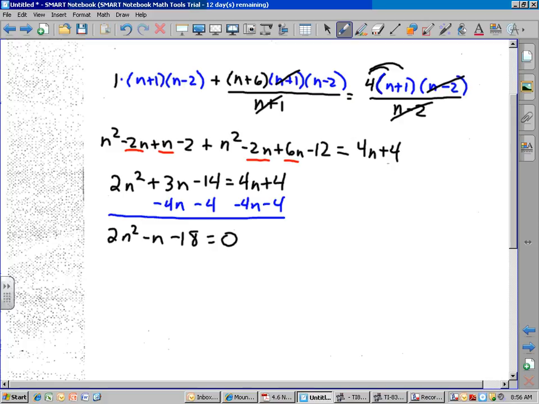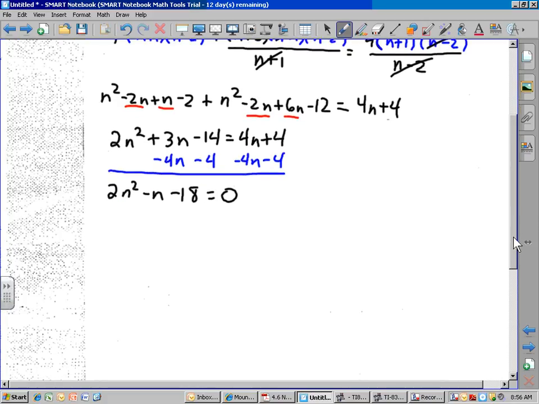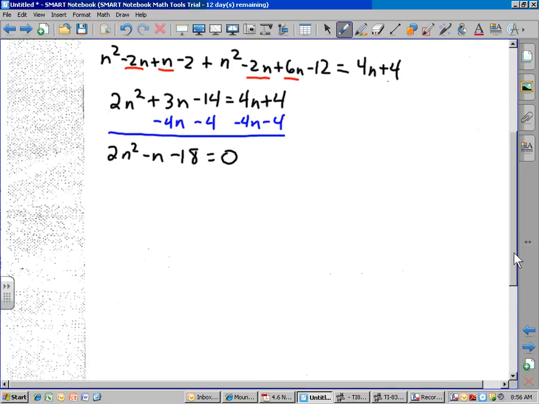Factoring would be nice, but I cannot see any way that we can use the factors of 2 and 18 and make a negative 1 by subtracting. I can't see that. So we're going to go ahead and use either completing the square or quadratic formula. I personally like completing the square a little bit better. So I'm going to use that. And the first step in completing the square is the squared term must be a plain square term. So we're going to divide everything by 2. So n squared minus 1/2 n minus 9 equals 0.